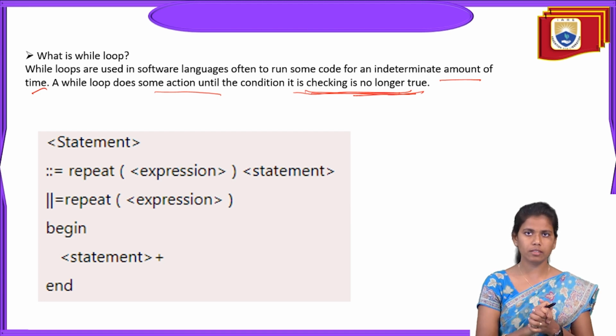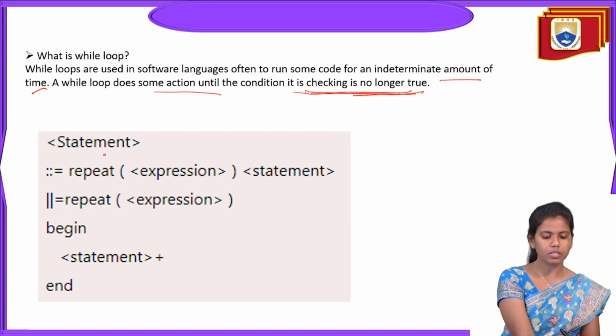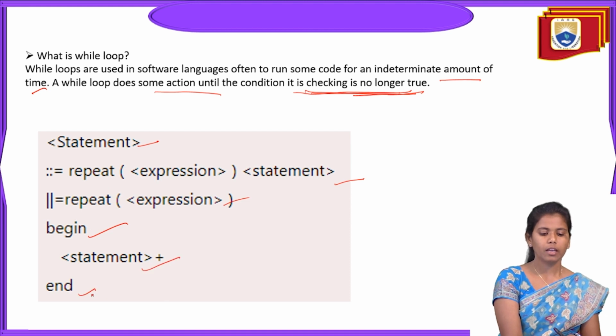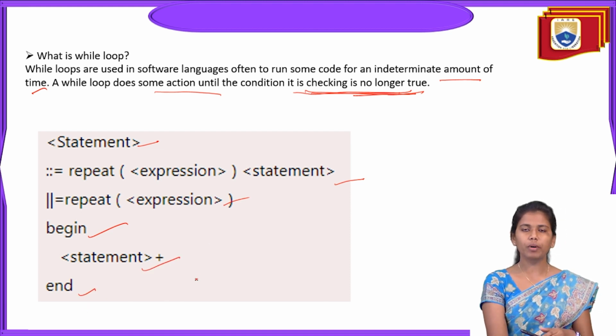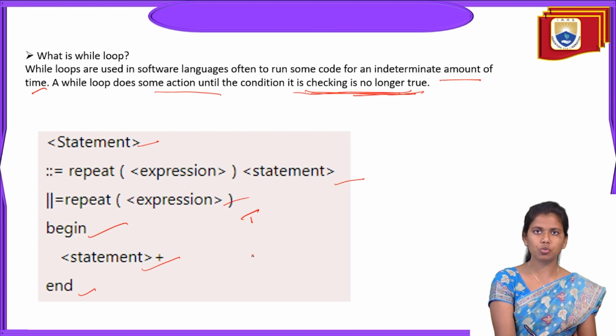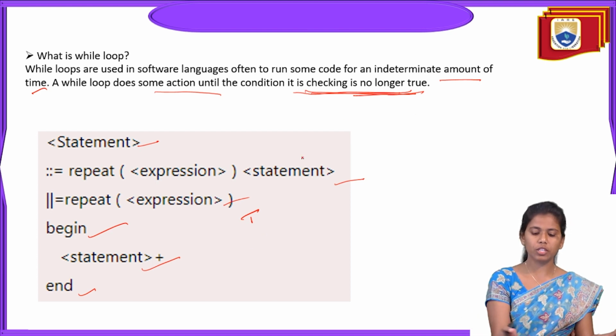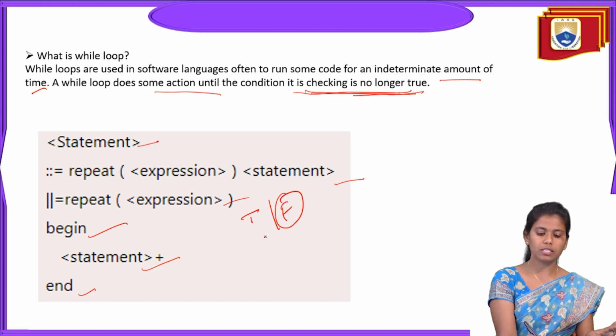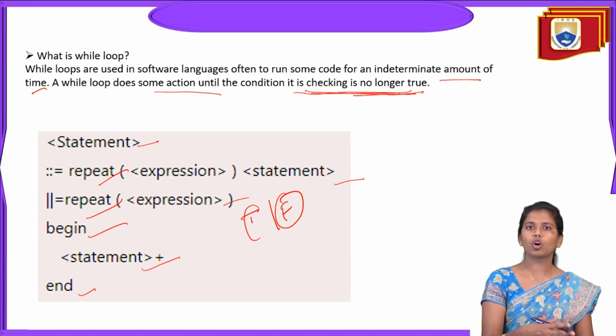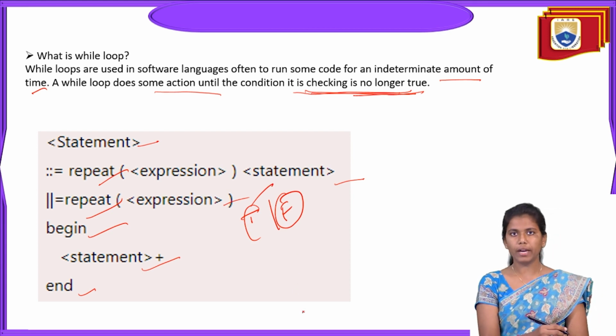The while loop will start to execute, and it will terminate. So here, if you observe the syntax: repeat expression statement, begin, statement, and end. The while loop repeats unless and until the expression is no longer true. If it is no longer true, that means it is false, so the statements stop being repeated. So that is about the while loop.